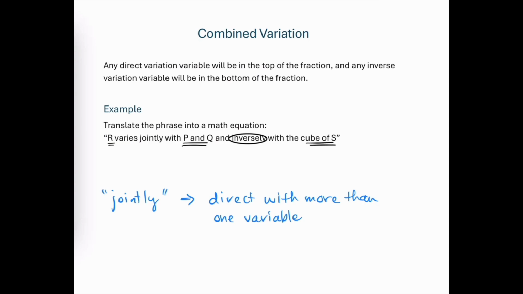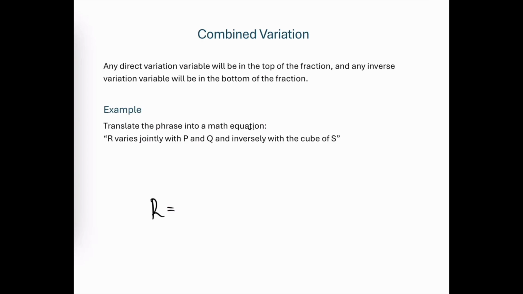of s. So because we have both direct and inverse relationships, then we are going to have a fraction in our equation. So we'll say r is going to be equal to some fraction. The variation constant is always located in the top of the fraction. And any variable that we're in direct relationship with will also be located in the top of the fraction. And these will both be multiplied together.